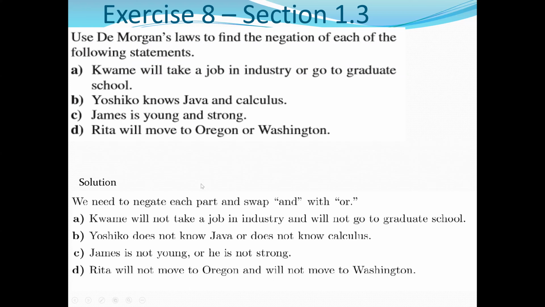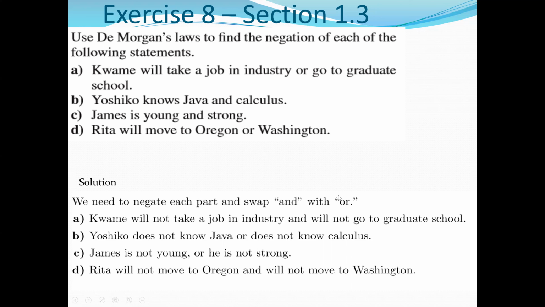Now the next question says we should use De Morgan's laws to find the negation of each of the following statements. So here I have: Kwame will take a job in industry or go to graduate school. Negation means opposite. So if Kwame will take a job in industry, then Kwame will not take a job in industry. Or go to graduate school means or not going to graduate school. So let's see the answer: Kwame will not take a job in industry and will not go to graduate school, because we negate it.